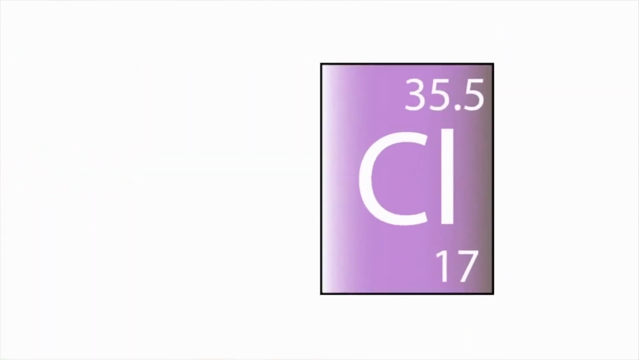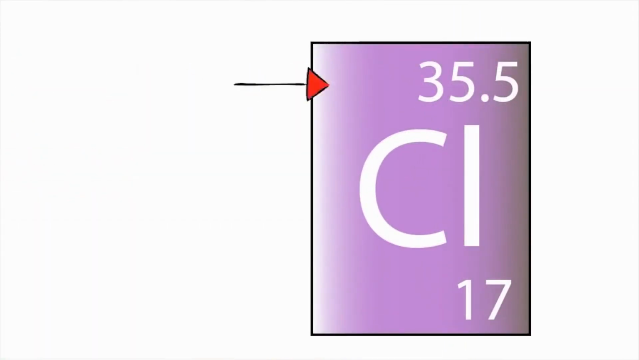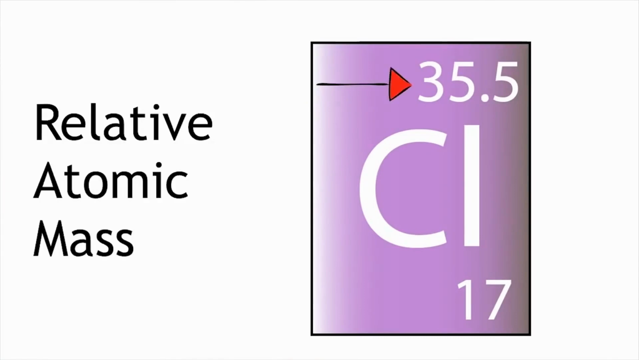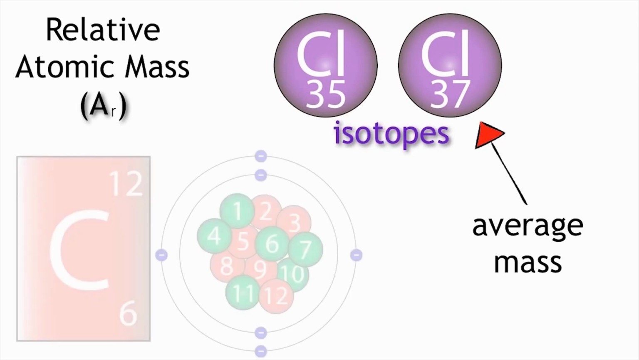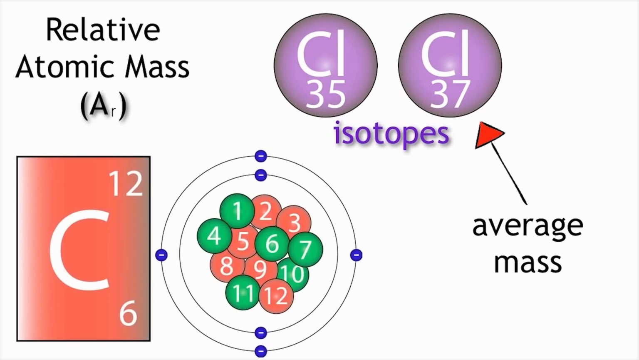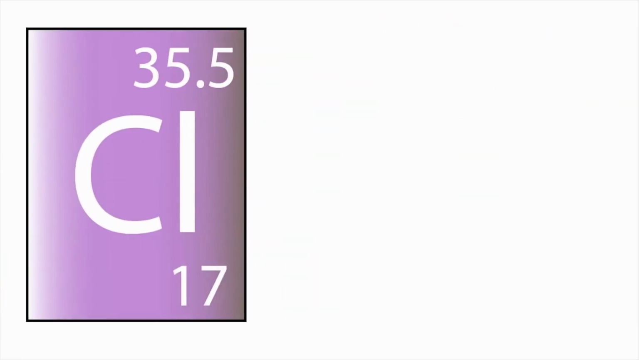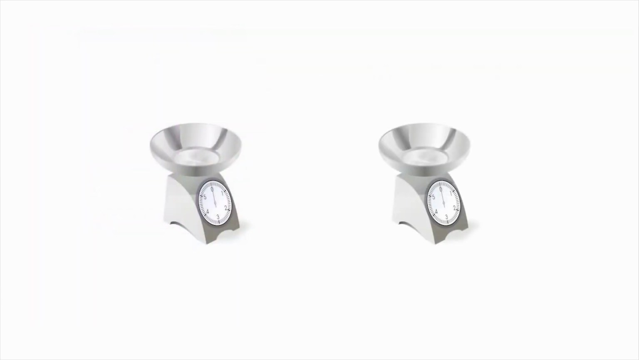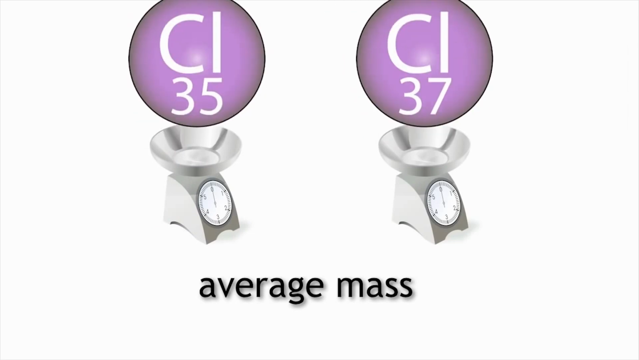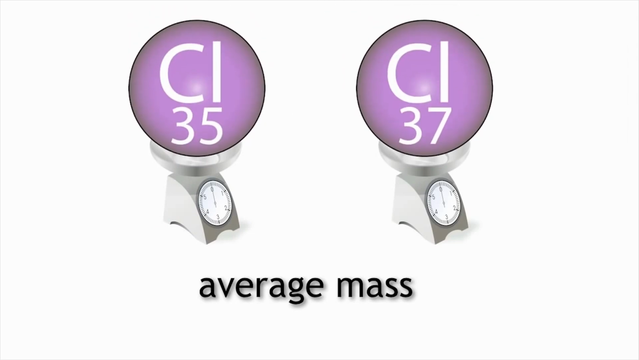The number seen on the periodic table is the relative atomic mass, or the Ar. The relative atomic mass of an element is defined as the average mass of the naturally occurring isotopes of the element relative to the mass of an atom of carbon-12. In the periodic table, it is the same number as the mass number. In basic terms, it is the average mass of the isotopic forms of the element.